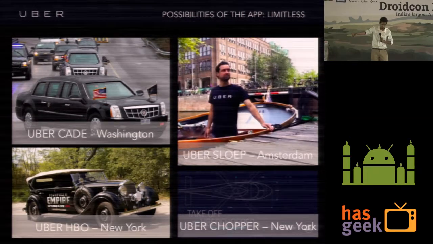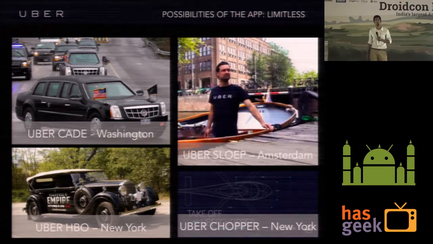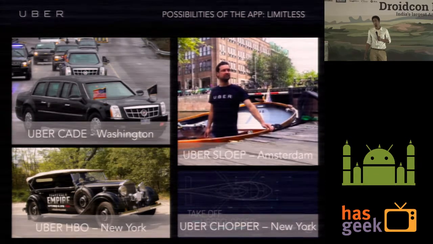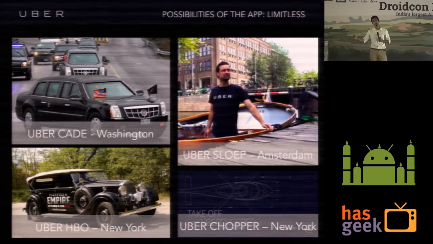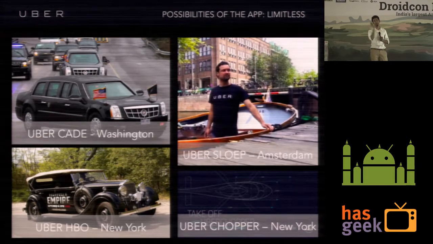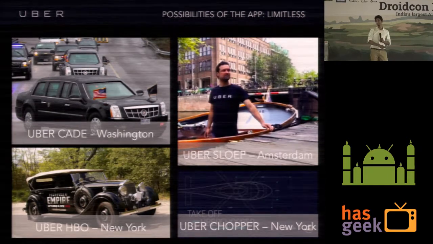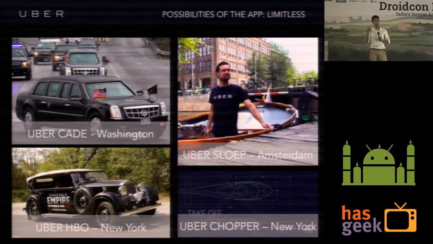And on the top down corner, you will see on the right, you will see Uber Chopper, which is in New York. You push a button, a black town car comes and picks you up from your house, takes you to the helipad, you get into a chopper, you fly to the Hamptons, you come back and the car takes you back home, and we package that entire experience by the push of a button.